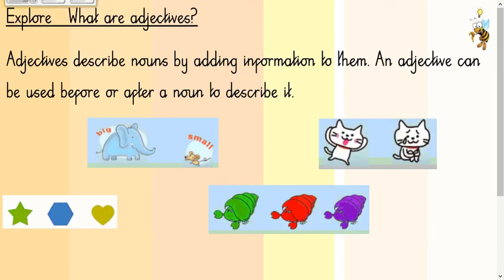So, what are adjectives? Adjectives describe nouns by adding information to them. An adjective can be used before or after a noun to describe it. Adjectives may describe the shape of something. It might tell you how big or small something is. It might tell you the colour of something, or it might tell you the state or feeling a person or a place may have.